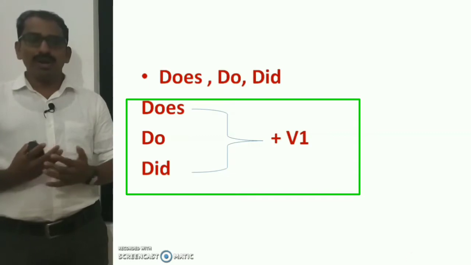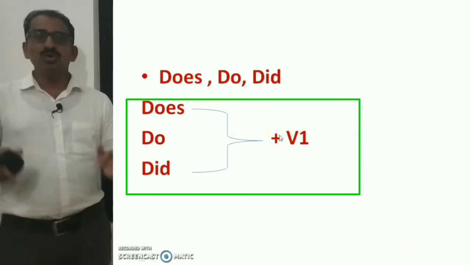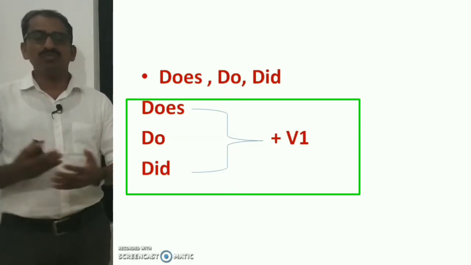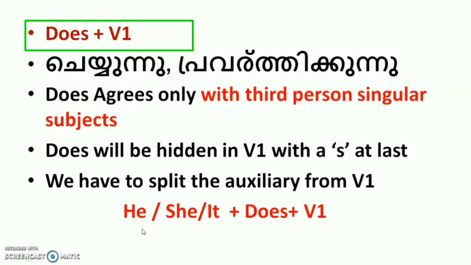So, look at does, do, did. Does, do, did only agree with the V1 form of the verb. First, we can discuss does. Does agrees with the verb that is V1. Cheyunu, pravartikunu, pogunu. When we discussed irregular verbs in English, we wrote two meanings for V1. Cheyunu, alengil, cheyuga. Pogunu, alengil, poguga. Padipikunu, alengil, padikuga. Likewise, you will get padikunu, cheyunu, pogunu, ending in the meaning ane namukku dasine kittuga.